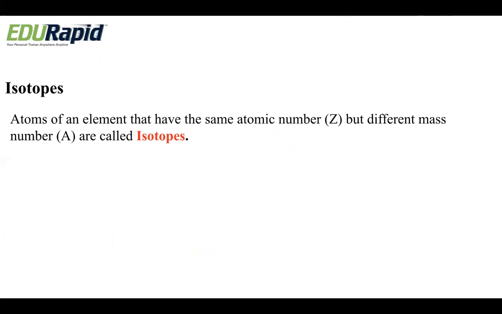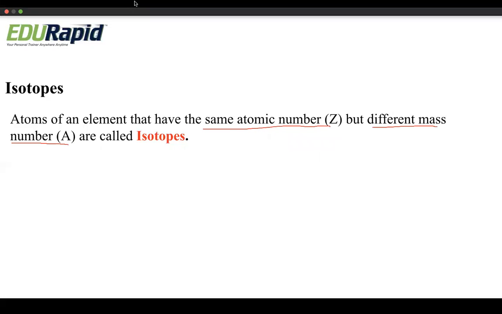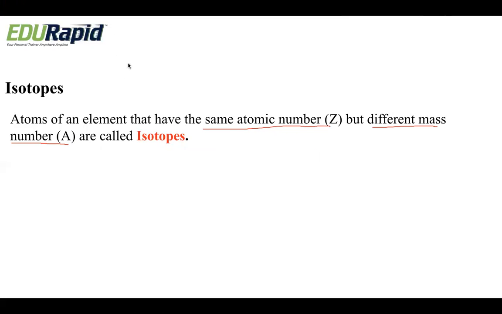What do you mean by isotopes? Atoms of an element that have the same atomic number but different mass numbers are called isotopes. So elements in nature have the same atomic number but different mass numbers. Let us see with the help of an example.